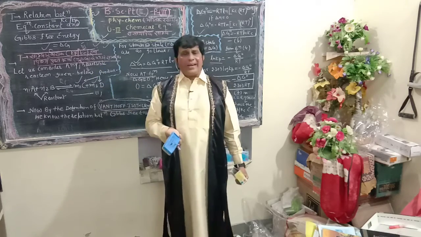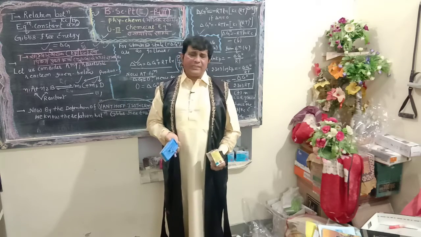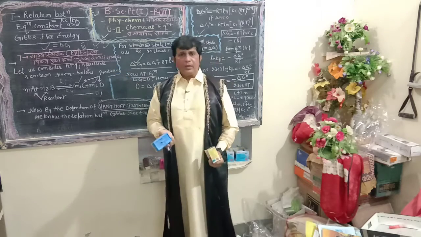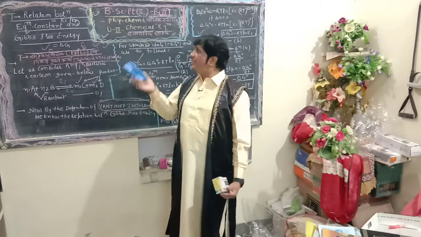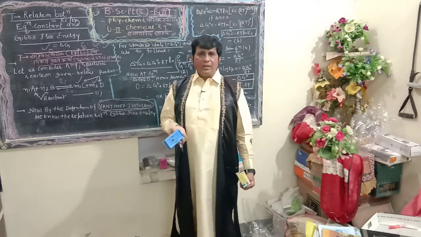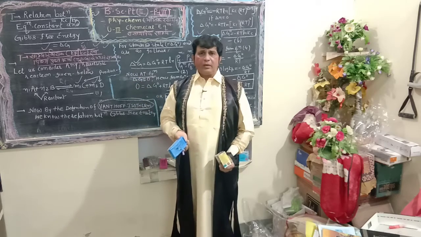The title I have mentioned on the blackboard here, the relation between equilibrium constant Kp and Kc with the free energy, is selected from BSc Part 2 Paper 3 Physical Chemistry, Unit 3, titled chemical equilibrium.